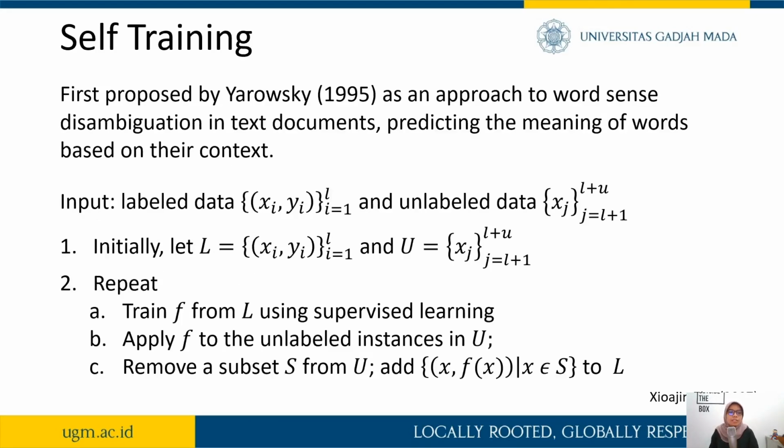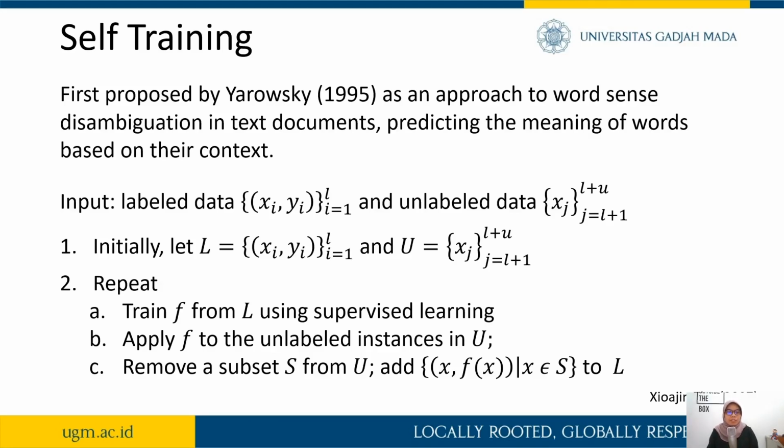All right, so this is self-training. The self-training algorithm was first proposed by Yarowsky in 1995 as an approach towards word sense disambiguation in text documents. It was used to predict the meaning of words based on their context.